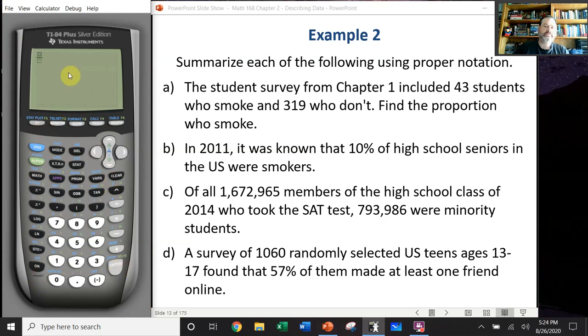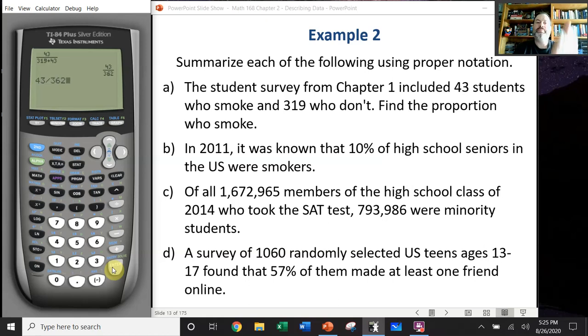So I'm going to make a fraction again. We have 43 students who smoke, and we want to find the proportion who smoke. So 43 is definitely going in the numerator. What number is going in the denominator? Are we putting 319 in the denominator? We probably need it, so let's put it in there. So look at what it's saying. Find the proportion who smoke. That means the proportion of all students. How many students were there total? Well, there wasn't 319 total, right? There was 319 plus 43, right? So that's 43 over 362.